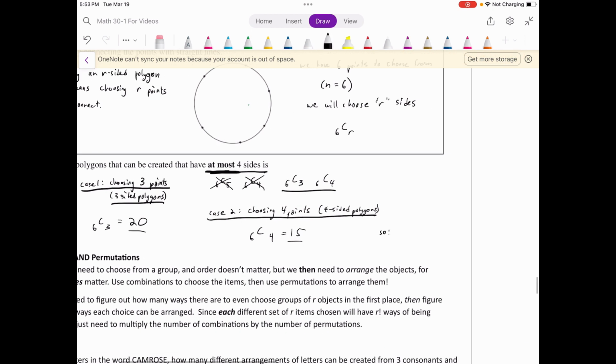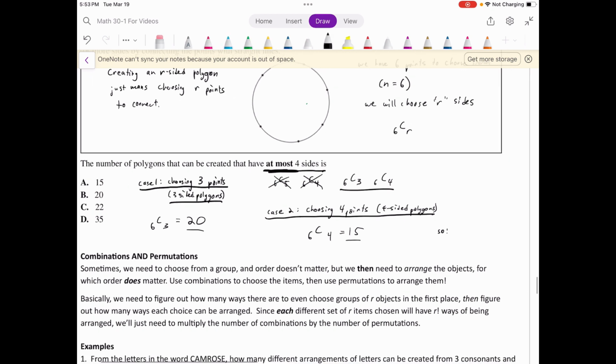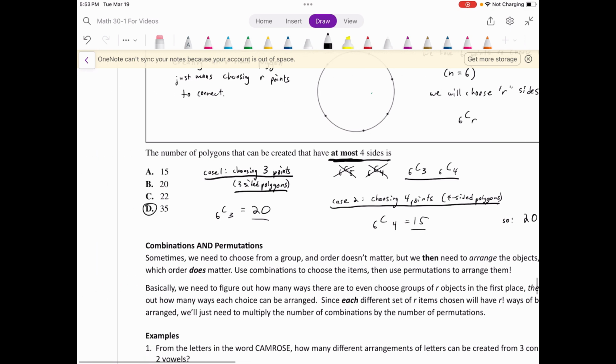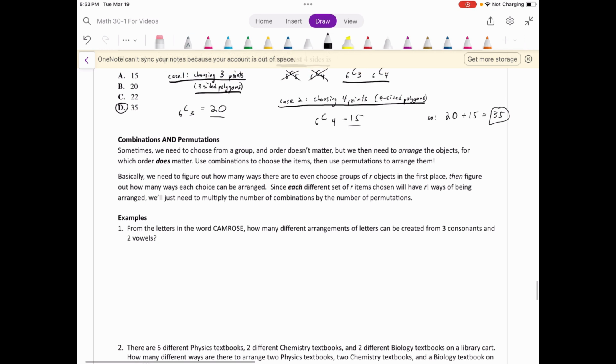So be careful. If we had just done 6 choose 4, we would have chosen A, right? That's why that's there. They don't just make up random numbers. They do it based on common student mistakes. So the total number of 3 or 4-sided polygons we could make is 20 plus 15, or 35. Option D. All right, one more thing to talk about here, and then we are finished.